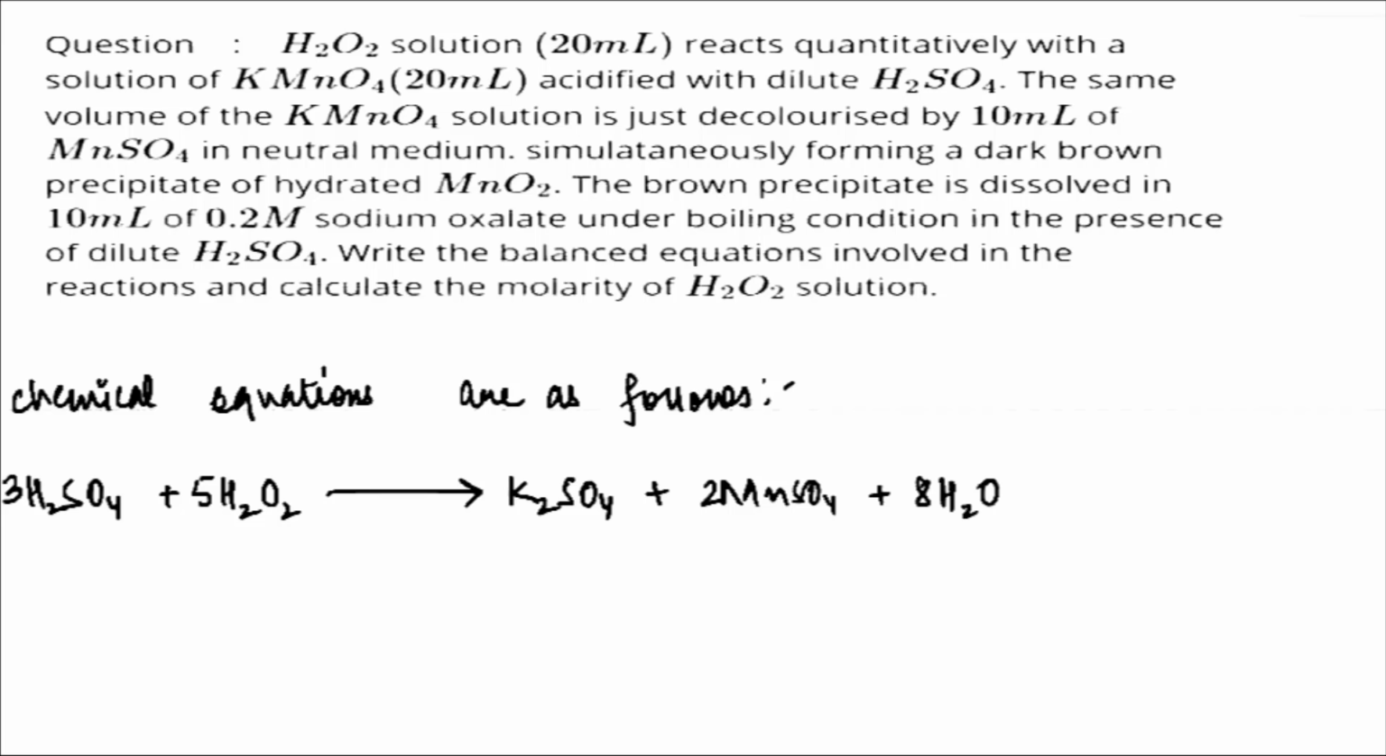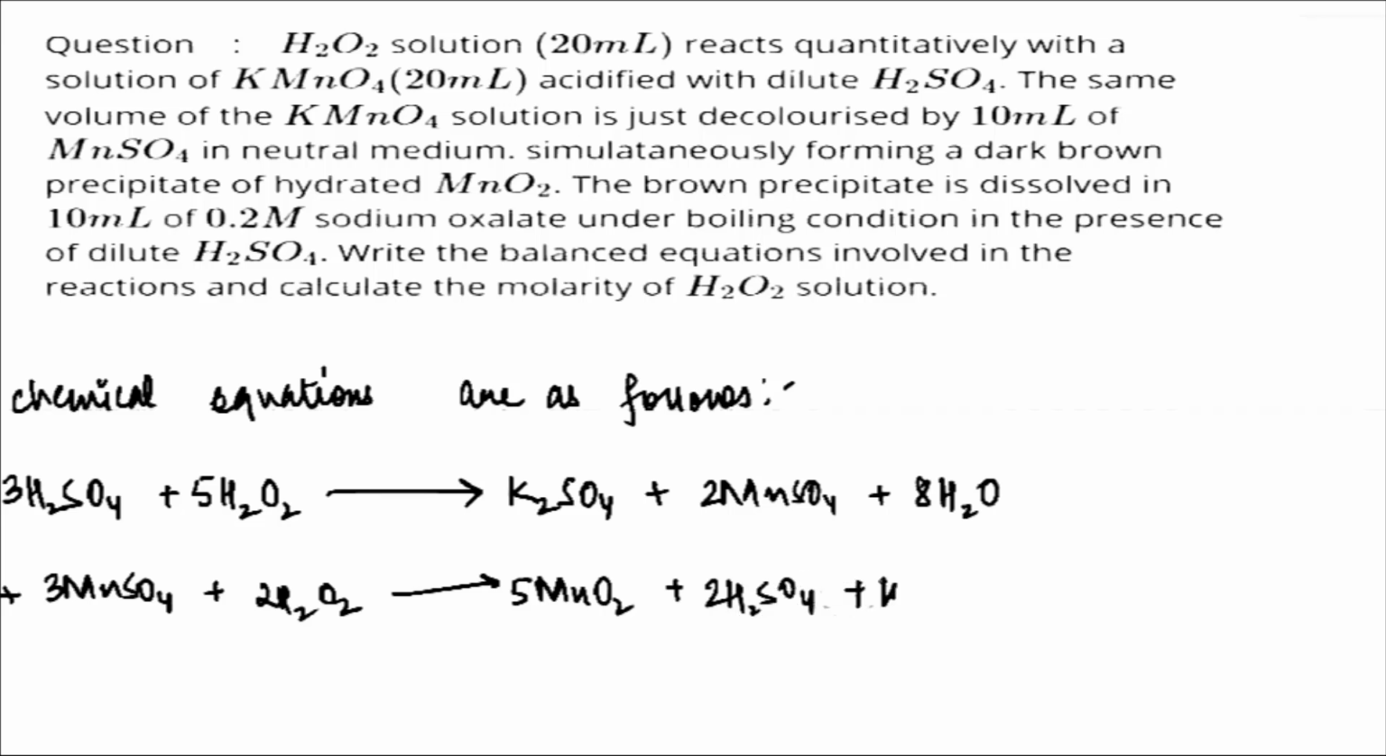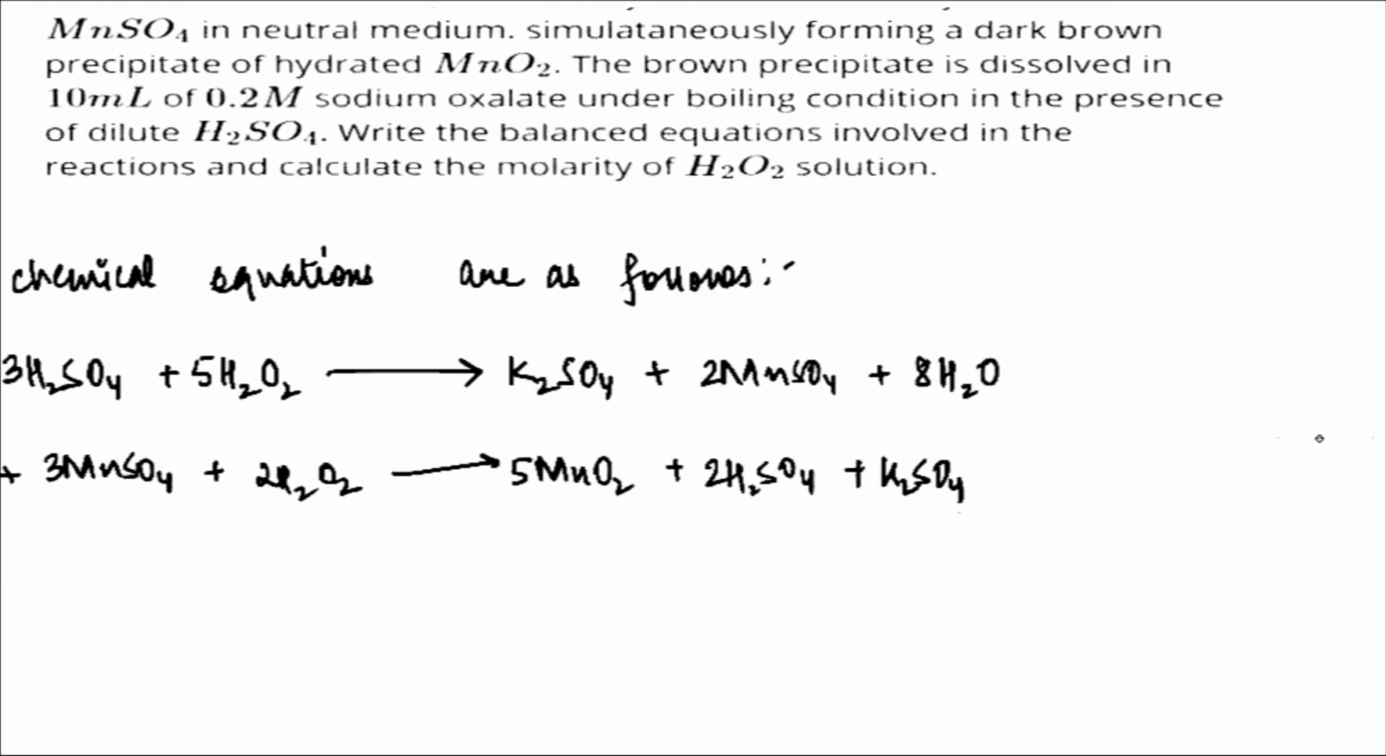5KMnO4 plus 3MnSO4 plus 2H2O2 gives rise to 5MnO2 plus 2H2SO4 plus K2SO4. For the second reaction, we gave the equation.